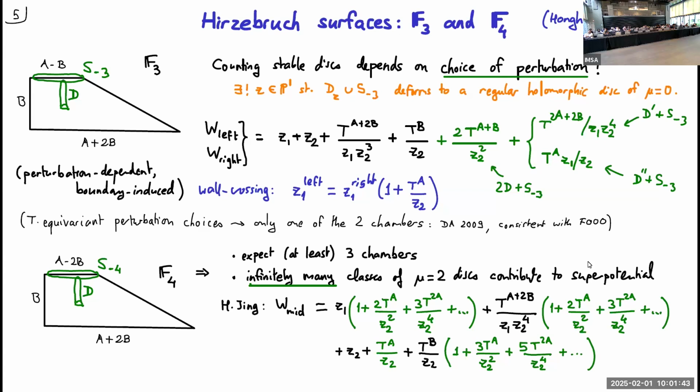And the remarkable new feature is that now there are infinitely many classes of Maslov index 2 disks that contribute to the superpotential. This had been predicted a long time ago by Lagrangian and a few others, I think. But to my knowledge, this is the first explicit formula. And you can check that this expression has the same critical values as the usual superpotential of P1 times P1, but good luck finding the wall crossing transformation that relates this to the usual superpotential of P1 times P1.